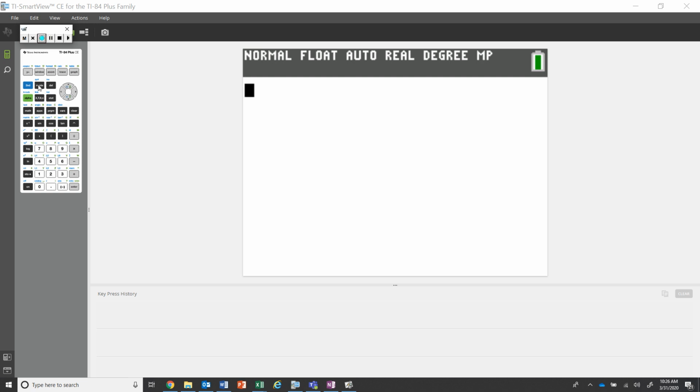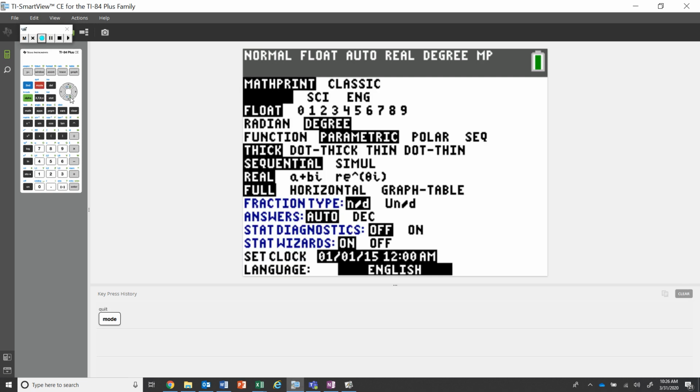So first and foremost, click mode and make sure a couple things just for this demonstration. Make sure that you're in degree mode, and then make sure down here you're in parametric mode. Now, I'm not saying that you're always going to necessarily be in degree mode. I am using degree mode right now because I think degrees are easier to visualize on the unit circle than radians. So now let's go ahead and take a look here at our y equals.